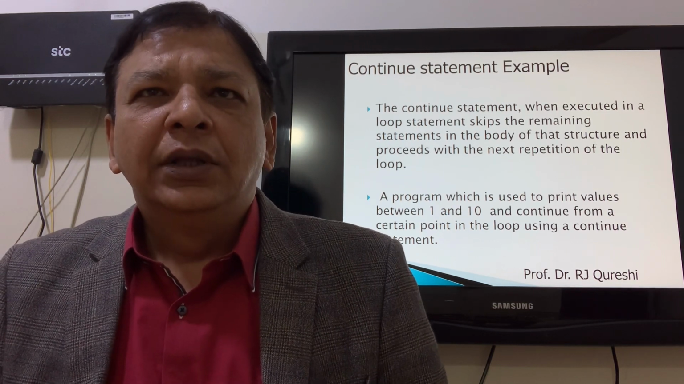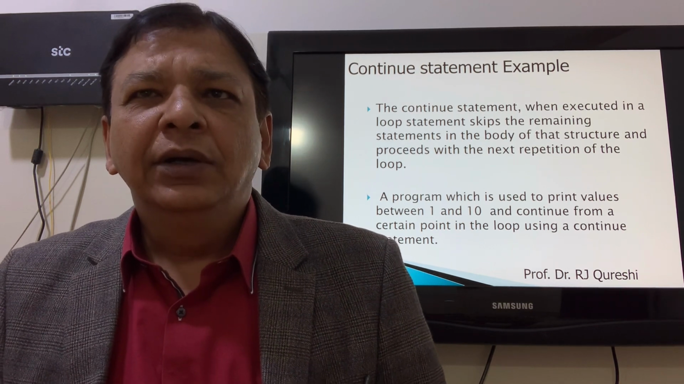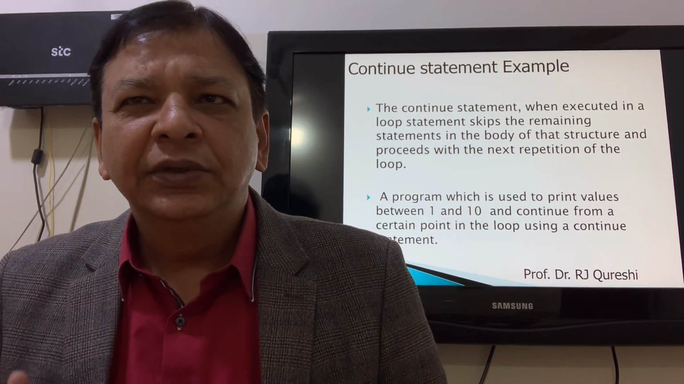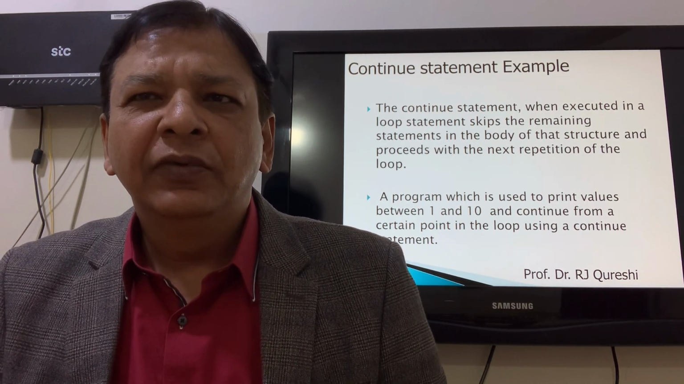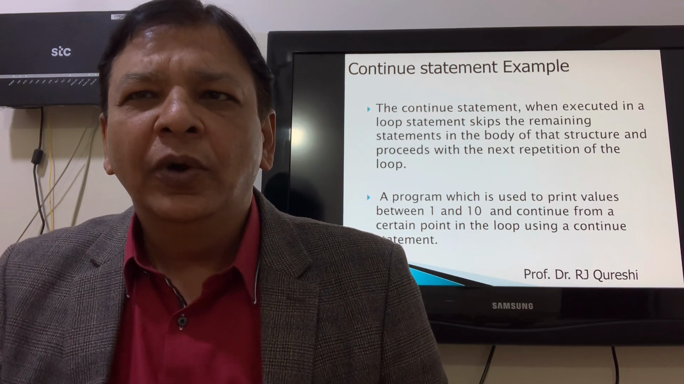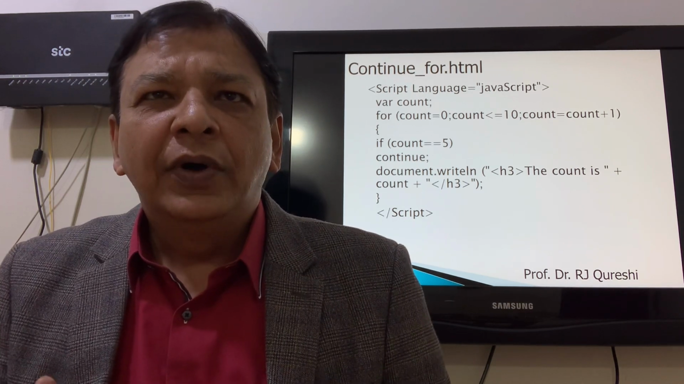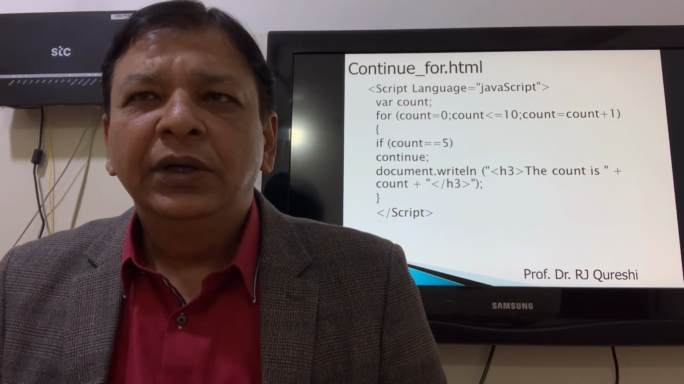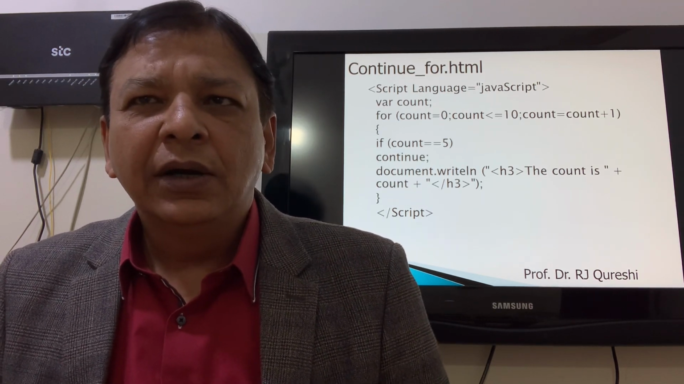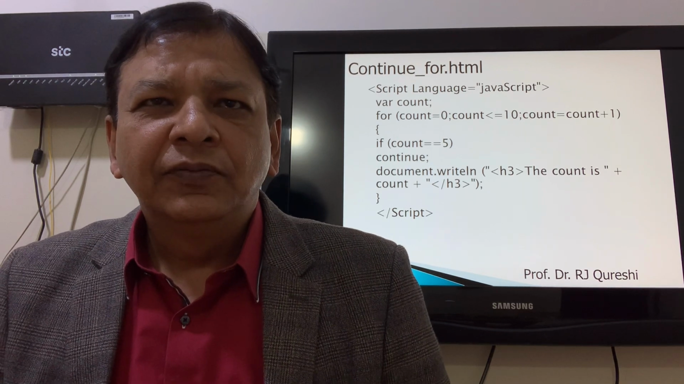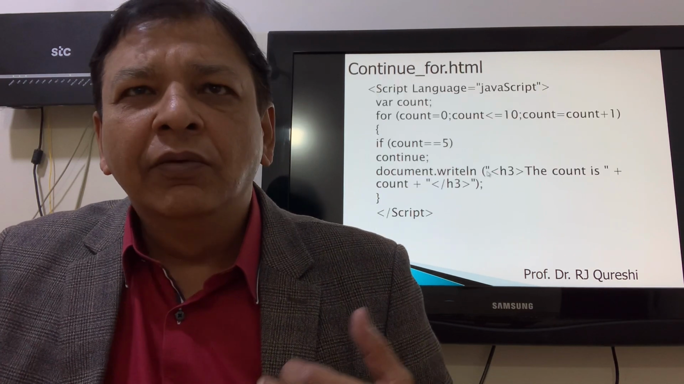Continue. The continue statement, when executed in the loop structure, skips the remaining statements in the body of that structure and proceeds with the next repetition of the loop. For example, a program which is used to print values between 1 and 10 and continue from a certain point. Script language is equal to JavaScript, variable count, for count is equal to 0, count less than equal to 10, count is equal to count plus 1. If count equal 5, continue. Document dot writeline, the count is the string and the variable count, and we close the script. It continues even if count is equal to 5.